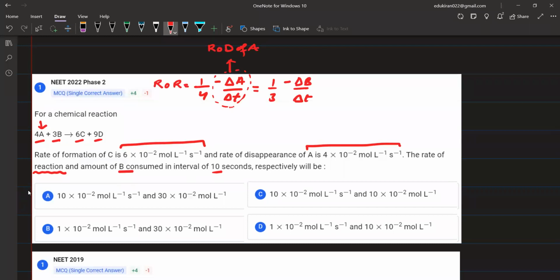A. Okay, similarly, I will have 1 upon 6 delta C upon delta T will be equal to 1 upon 9 delta D upon delta T. Okay, so these terms with the negative sign, but without the stoichiometric coefficient, these things tell me about this is the rate of disappearance, this is the rate of appearance.